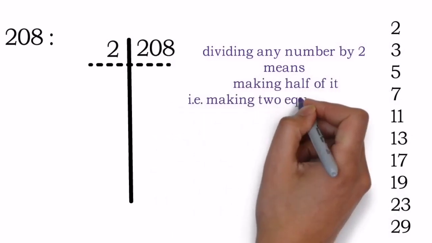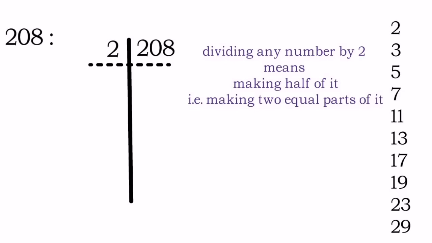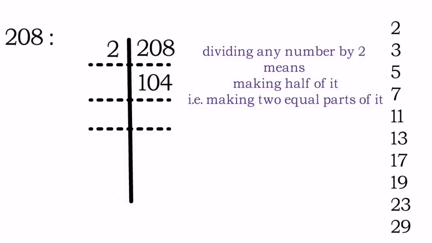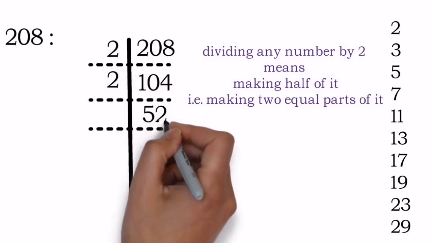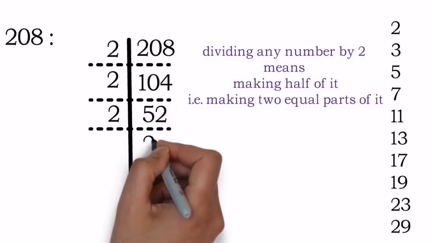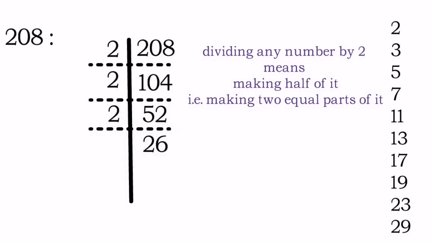So what can be the half of 208? So 208, remove that 8. Yes, it is 104. And when 104 is again divided by 2, it means again you are making half of it. So what is the half of 104? Of course it's 52, right or not? Yes, so write 52. So again make a half of 52. The answer will be, of course, correct, 26.